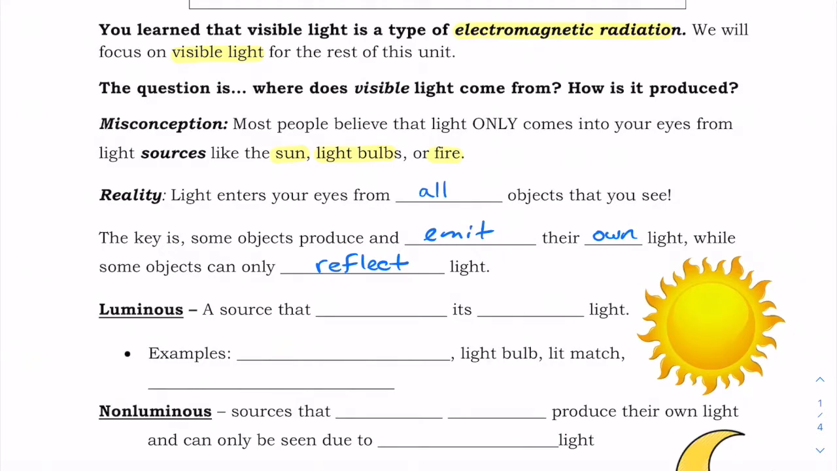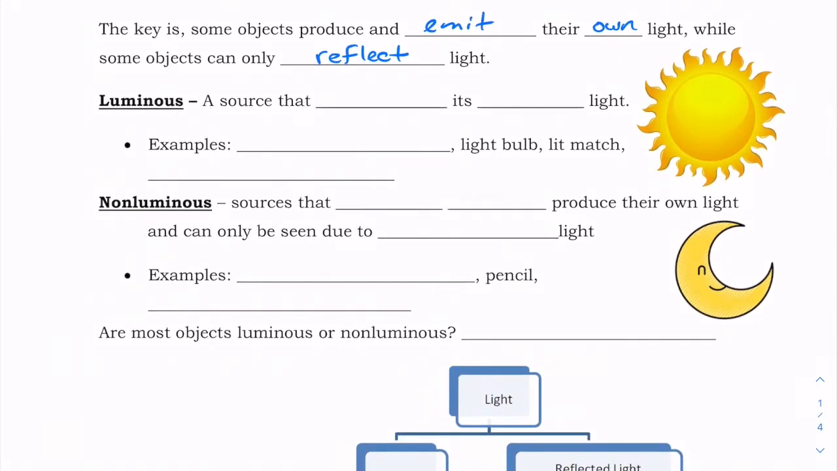But if you went into a pitch black room, you wouldn't be able to see your pen or pencil that you're holding in your hand because it's not a source of light. Next up, some definitions. An object is luminous if it's a source that can produce its own light.